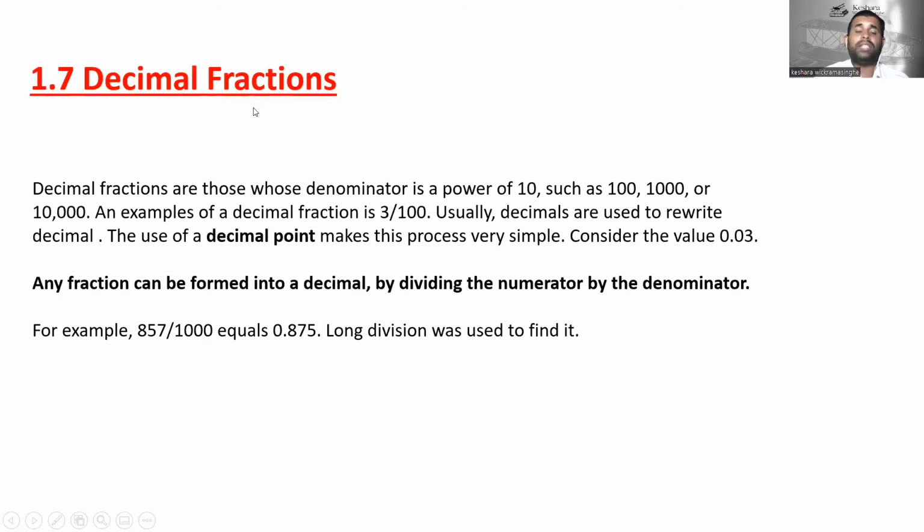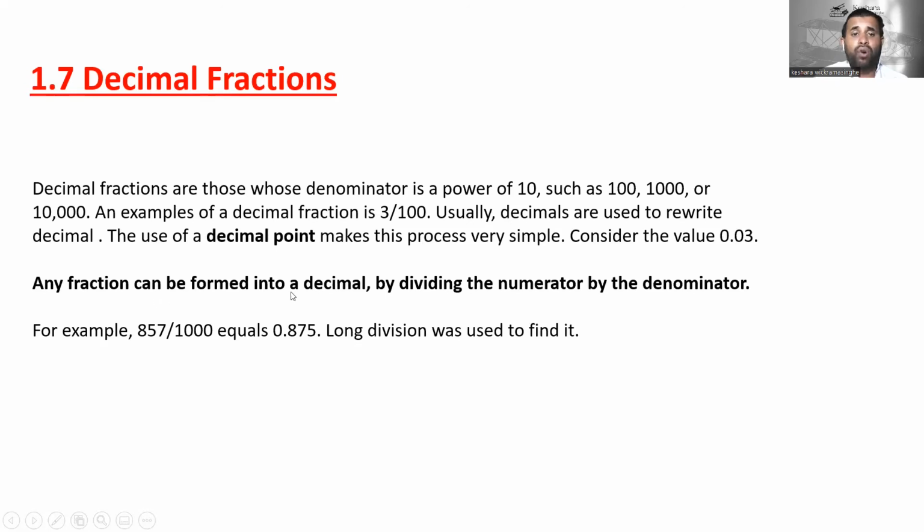Okay. So now decimal fractions. Decimal fractions are those whose denominator is a power of 10, such as 100, 1,000, or 10,000. An example of a decimal fraction is 3 upon 100. Usually, decimals are used to rewrite fractions. The use of the decimal point makes this process very simple. Consider the value of 0.03.